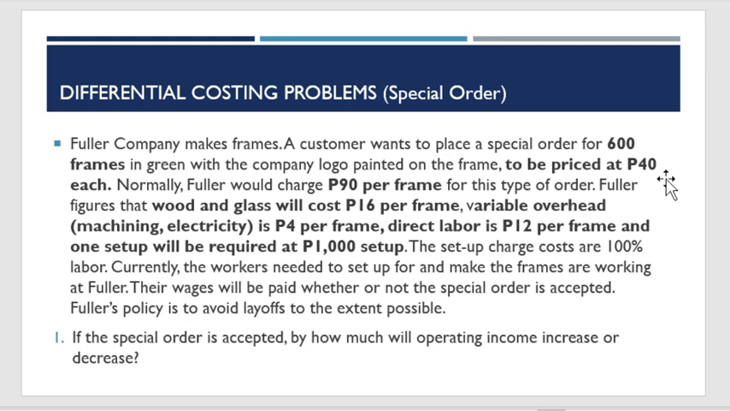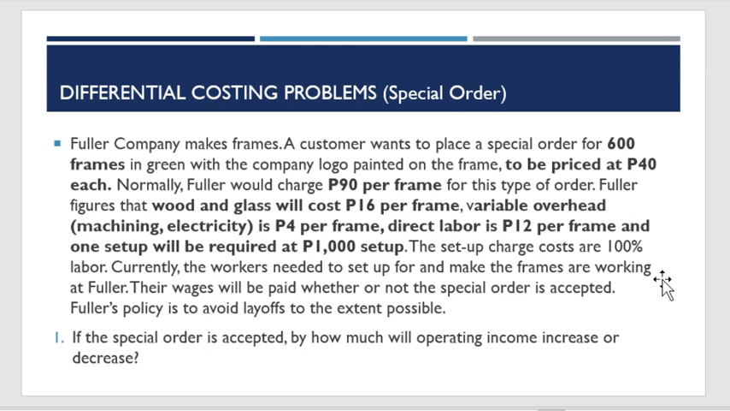Normally, Fuller would charge 90 per frame for this type of order. Fuller figures that wood and glass will cost 16 per frame, variable overhead, machining and electricity is 4, direct labor is 12, and then one setup will be required at 1,000 pesos. The setup charge costs are 100% labor.